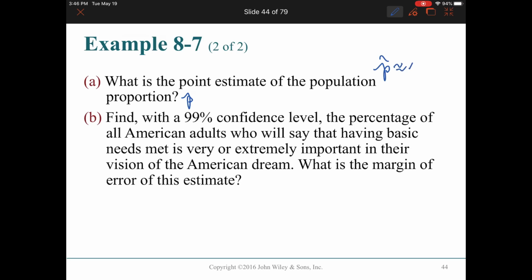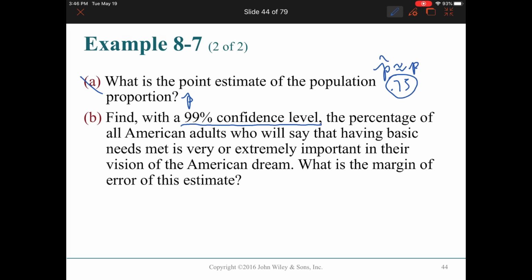So what's the point estimate of the population proportion? Well, we have our p hat. p hat is trying to estimate the population proportion p, and that's going to be our 0.75. That's our best guess. That's all we have, so we may as well use it. Now, it could be that the real p is 0.76 or 0.78. Don't know. But this is all we have so far. So I don't generally worry about A. That's kind of routine. But B is the one we're after.